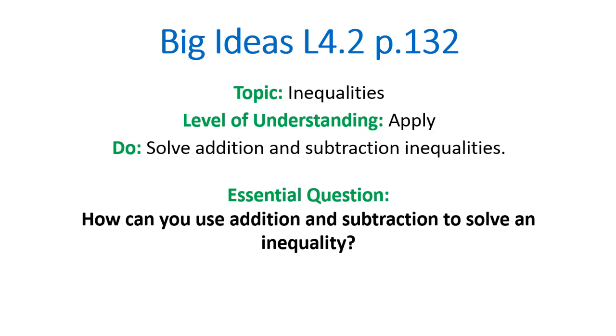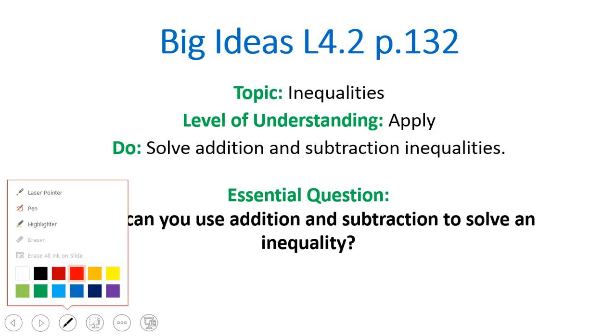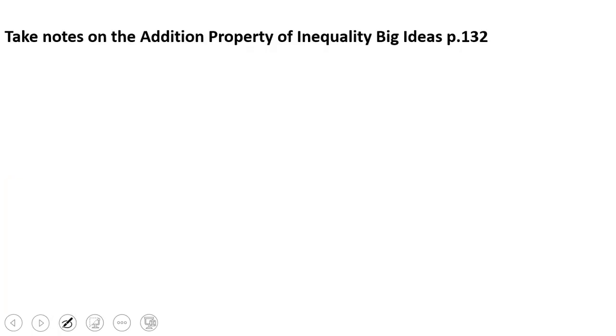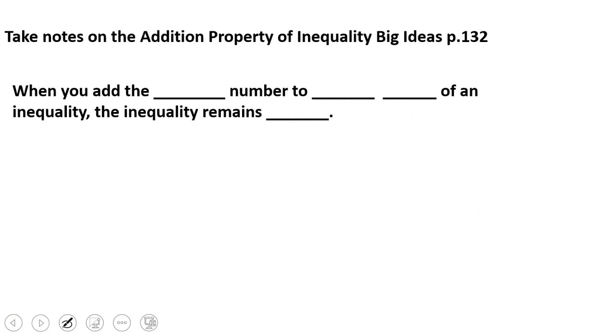And so you've taken some notes from the top of page 132. And they basically said that when you add the same number to each side of an inequality, the inequality will remain true. That's what we're trying to do. So properties of inequality keep the inequality true.